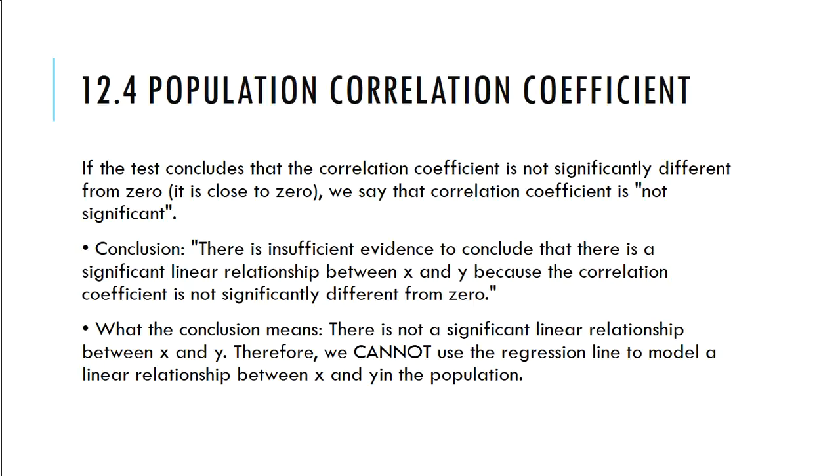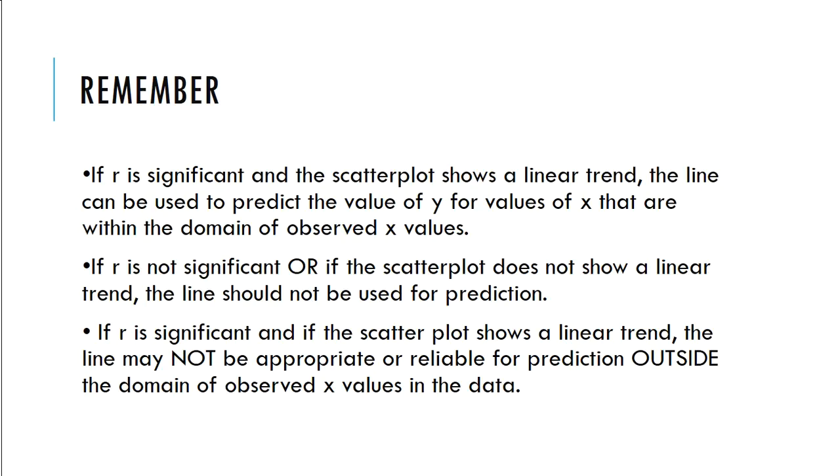Kind of confusing, but if you use these last two slides, you'll never need to really memorize it because it's right there for you. All right, so remember, if R is significant and the scatter plot shows a linear trend, the line can be used to predict the value of Y for the values of X that are within the domain of observed X values. If it is not significant, or if the scatter plot doesn't show a linear relationship, it can't be used for prediction. So remember, you can use predictions if R is significant and shows a linear trend.